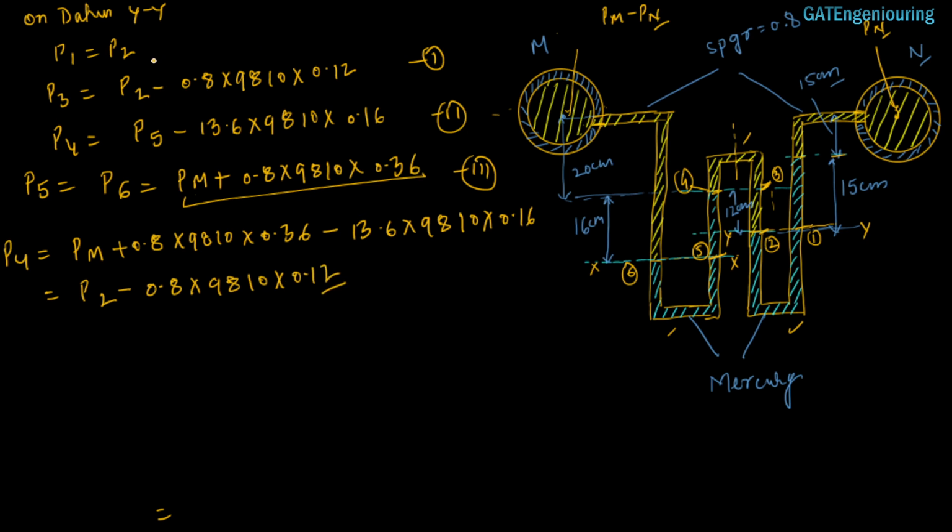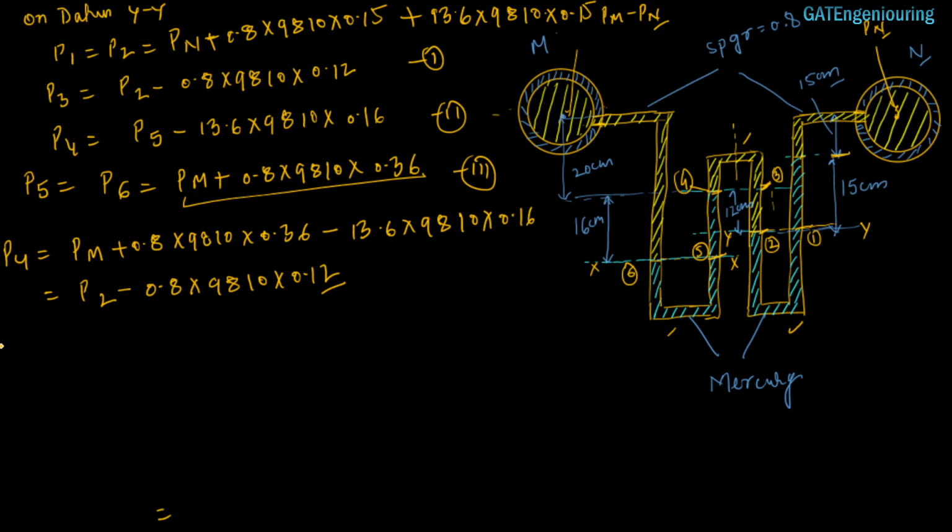Whereas P2 is what? P2 is basically PN plus the pressure head because of this liquid, which is 0.8 into 9810 into 0.15, the height being 15 centimeters, plus this is also 15 centimeters for the mercury, 13.6 into 9810 into 0.15. From here we can put the value of P2 into this, and this will give us the relation of PM and PN.